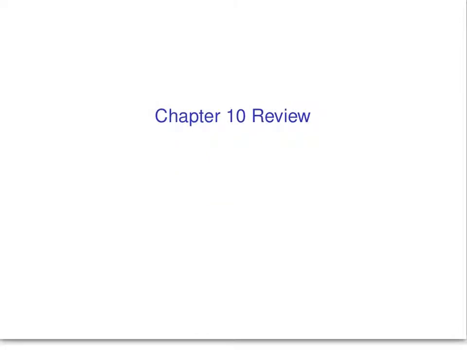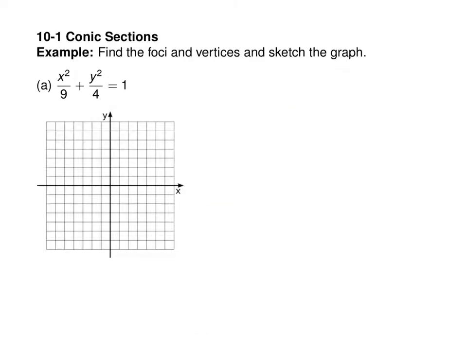In this lesson, we will review all of the content from Chapter 10. So the first thing that we did was graph conic sections. So x squared over 9 plus y squared over 4 equals 1 is an ellipse, with a equal to 3 and b equal to 2. And that's centered at the origin.